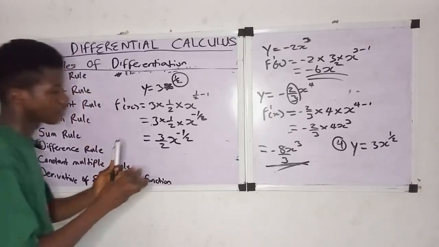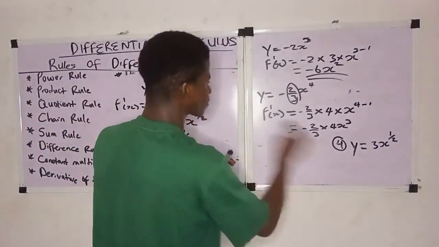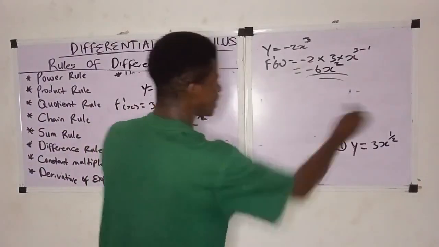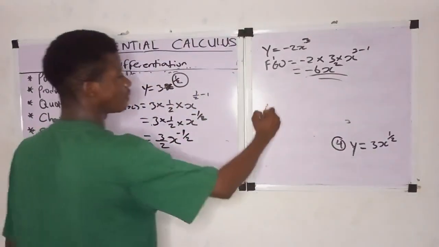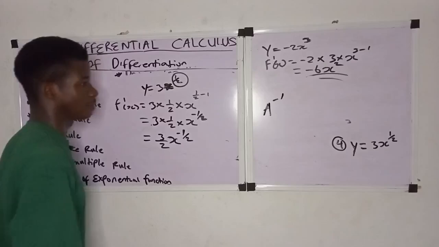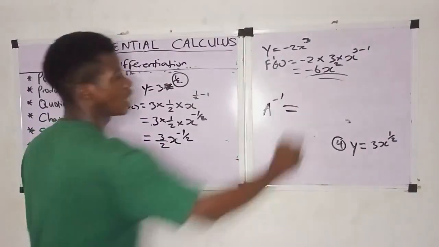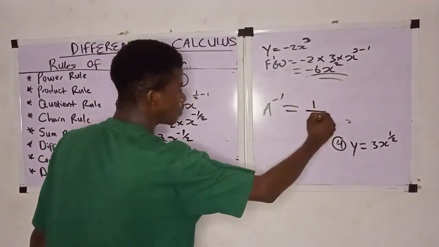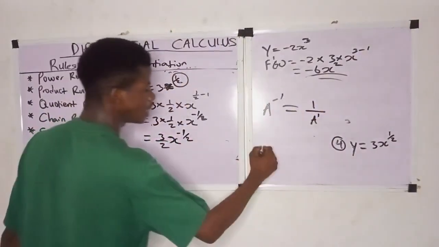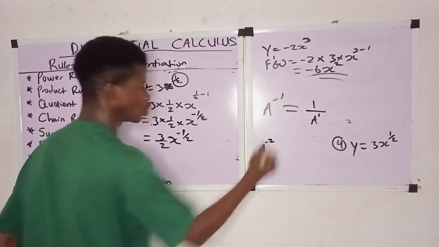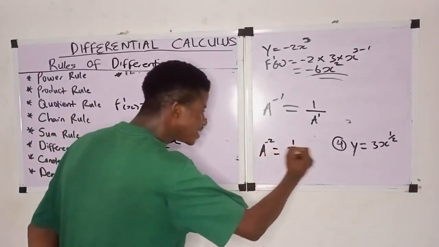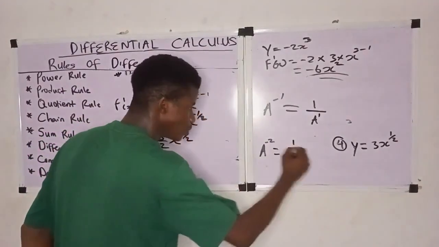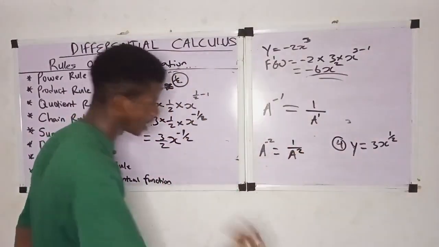Okay. So now let me tell you guys something. According to indices, when your value is raised to a negative power, you see it as 1 divided by that value, and you put the power there. Let's say, for example, a to the power minus 2. You see it as what? 1 divided by a, then you put the power there.